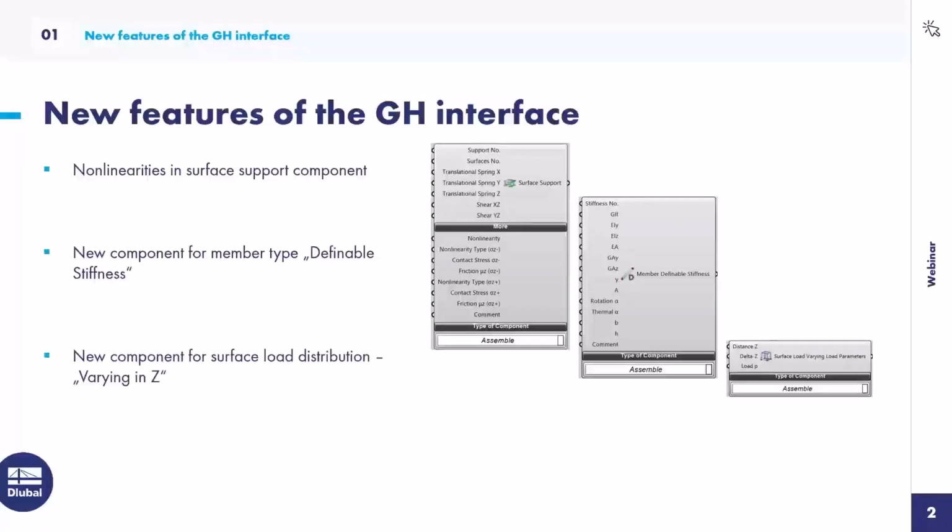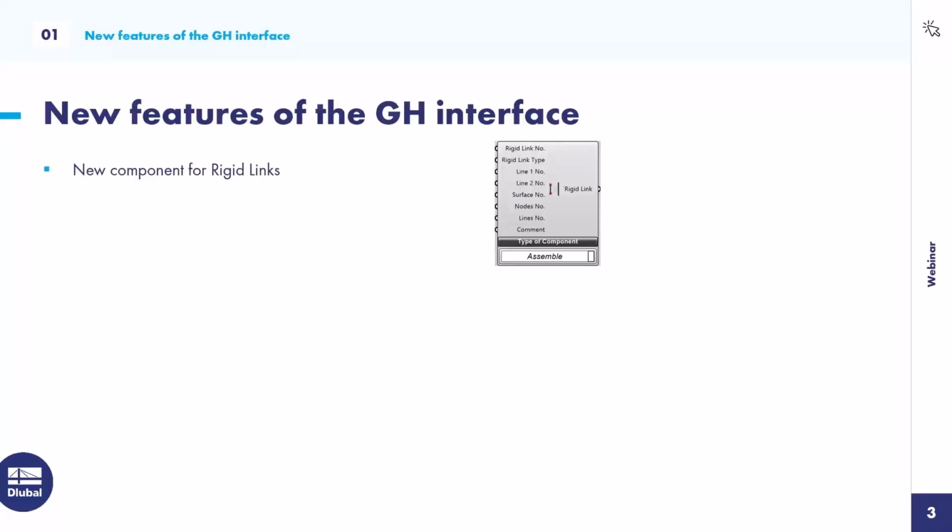The third component is a link to the surface load component. We extended it with the load distribution varying in Z direction. So in case you have to apply a hydrostatic pressure on a vessel, that would be the load you can use for, because you can insert varying forces in the global Z direction. We also created a new component for rigid links. All of those features were wishes from customers, so we try to cover them as good as possible.